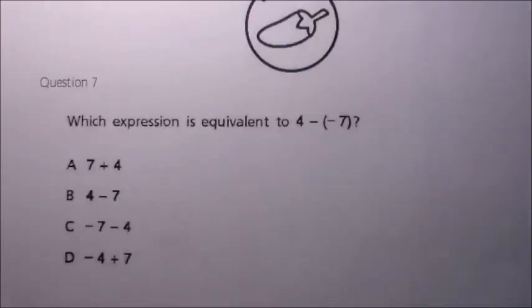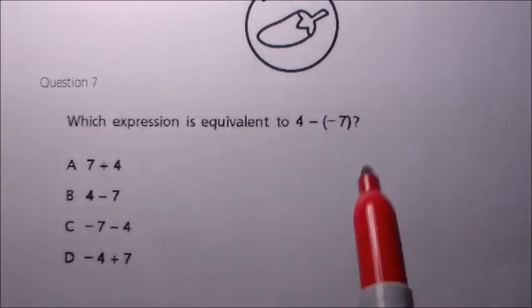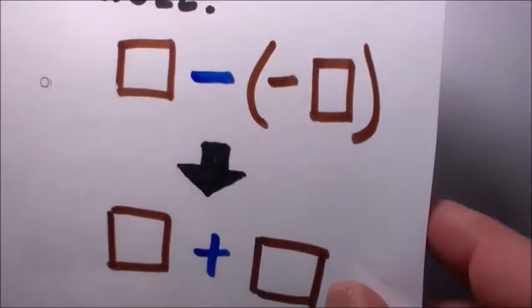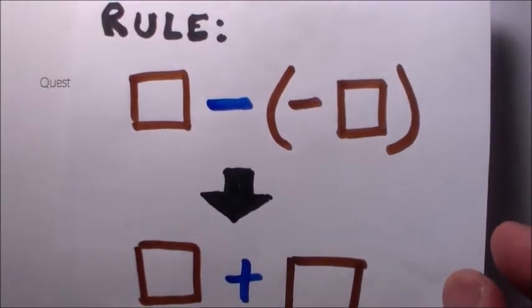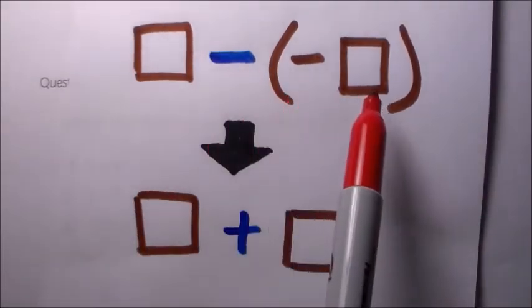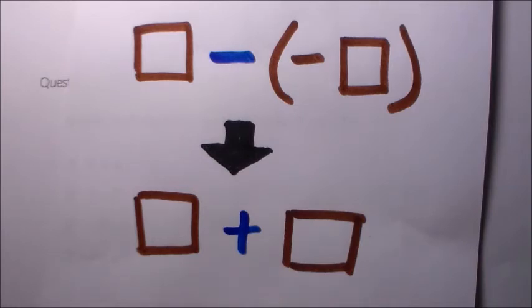All right, question number 7. Which expression is equivalent to 4 minus negative 7? We have 4 minus negative 7. And what we've got to know is the rule. The rule is that whatever number minus a negative number equals that number plus that number. You just got to know it.